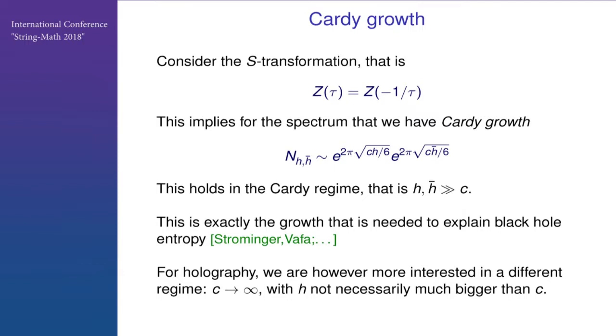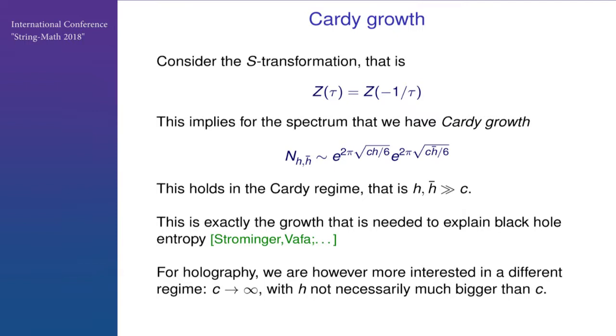What we're interested in is the spectrum, so we want to translate this statement into a microcanonical statement, a statement about the spectrum, the growth of the number of states. In particular, what this invariance implies is that the spectrum has so-called Cardy growth for very heavy states. Cardy growth is essentially e to the square root of h, so the number of states grows like e to the square root of h. This is universally valid if the states are very heavy, that is, h and h bar are much bigger than the central charge.